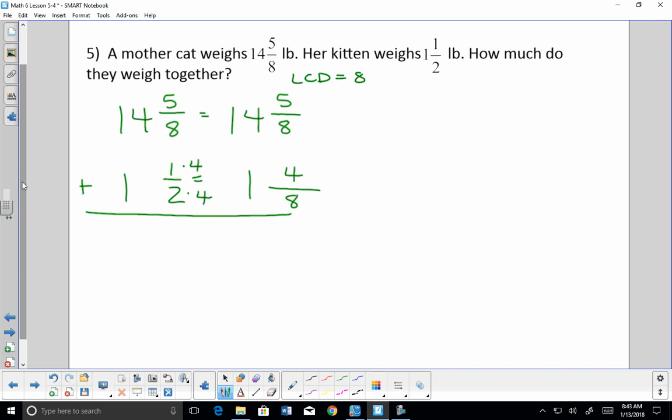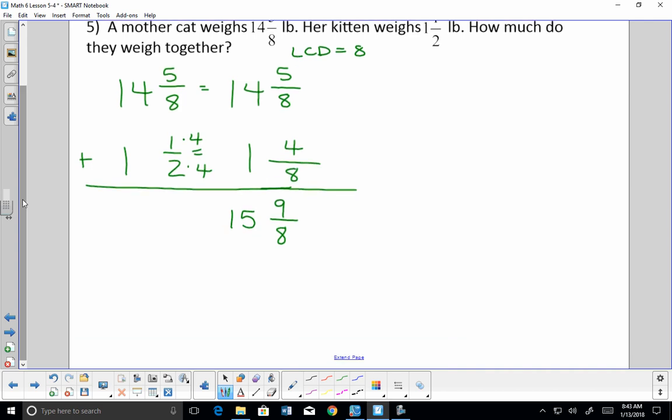So 14 5/8 plus 1 4/8, 14 plus 1 is 15. 5 plus 4 is 9. So 15 9/8, but 9/8 is an improper fraction, so I need to change that to a mixed number. So this becomes 15. 9/8 can be rewritten as 1 and 1/8. So 15 plus 1 and 1/8 becomes 16 and 1/8. So they weigh together 16 and 1/8 pounds.